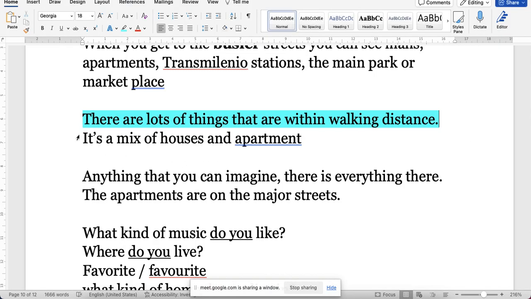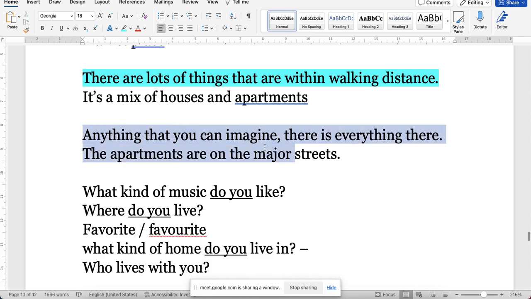Okay, it's a mix. Ella le preguntaba, is it more residential, more houses? It's a mix of houses and apartments. ¿No? Es como una mezcla de, ¿no? Anything that you can imagine. Cualquier cosa que te puedas imaginar. There is everything there. Hay de todo allá. Este there is unido significa hay, ¿sí? Pero el there solito significa allá, ¿cierto? The apartments are on the major streets. The major streets están hablando de las avenidas o calles principales, right?